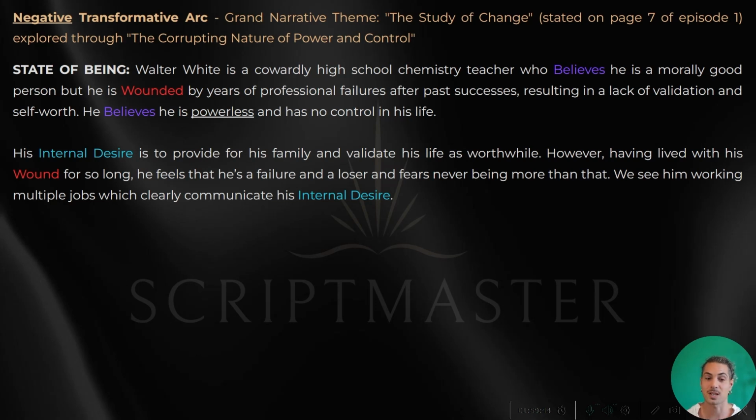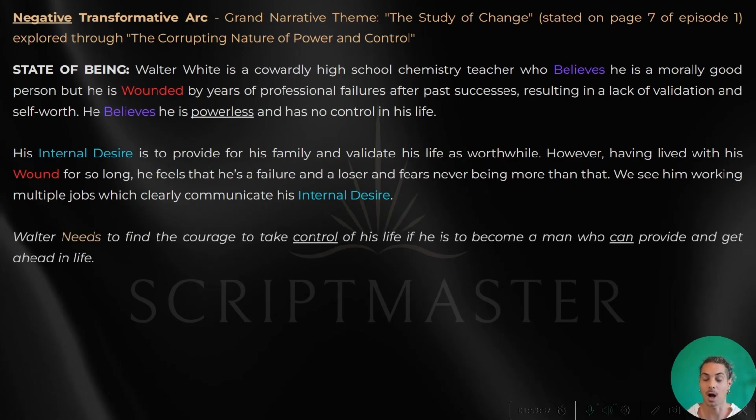However, having lived with his wound for so long, he feels that he's a failure and a loser and fears never being more than that. We see him therefore working multiple jobs, which clearly communicate his internal desire to turn that life around. Walter ultimately needs to find the courage to take control of his life if he's to become a man who can provide and get ahead in life.